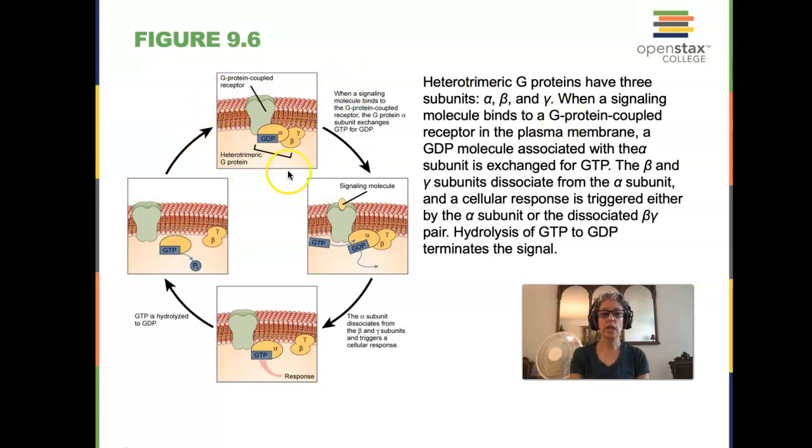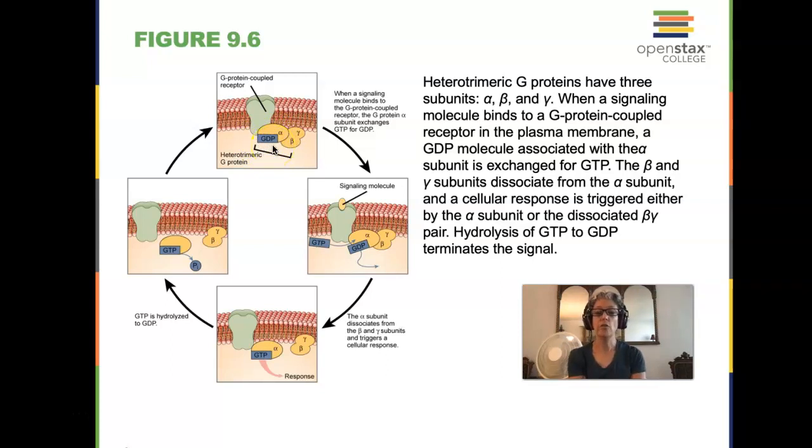Here is what it looks like in the cell membrane. So this is the phospholipid bilayer. This whole thing is the G protein coupled receptor. So the green blob is the receptor. The G protein is coupled to the receptor, bound to the receptor. And there is the alpha subunit, the beta subunit, and the gamma subunit. We also see this blue blob labeled GDP.